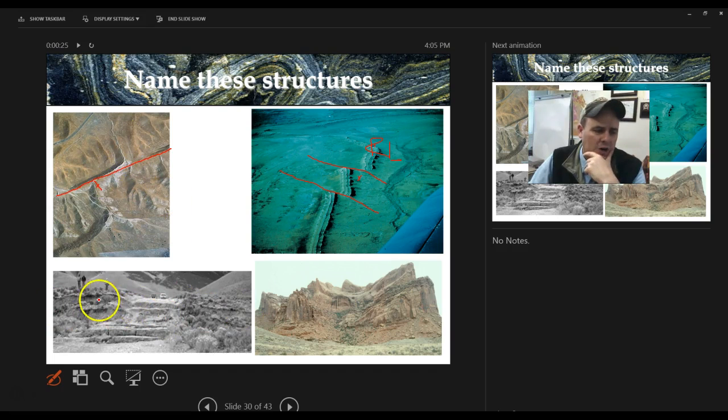This is a fault scarp. This is the hanging wall here. Sorry, the footwall here. I did that wrong.